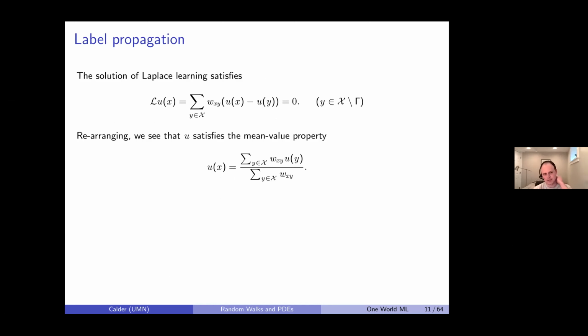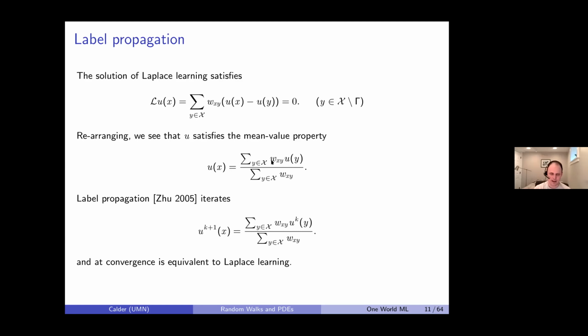A couple of comments about Laplacian learning. If you take the condition of being graph harmonic and rearrange things a little bit, what you get is the mean value property on the graph. The graph harmonic function is equal to the weighted average of its neighbors. You might also see in the literature something called label propagation, which propagates labels on a graph by replacing u of x by the weighted average of its neighbors until convergence, setting the labels at each step. Of course, when this converges, you get a graph harmonic function that's the same as Laplacian learning, but this connection is not always made in the literature. So we're talking about Laplace learning and label propagation here.